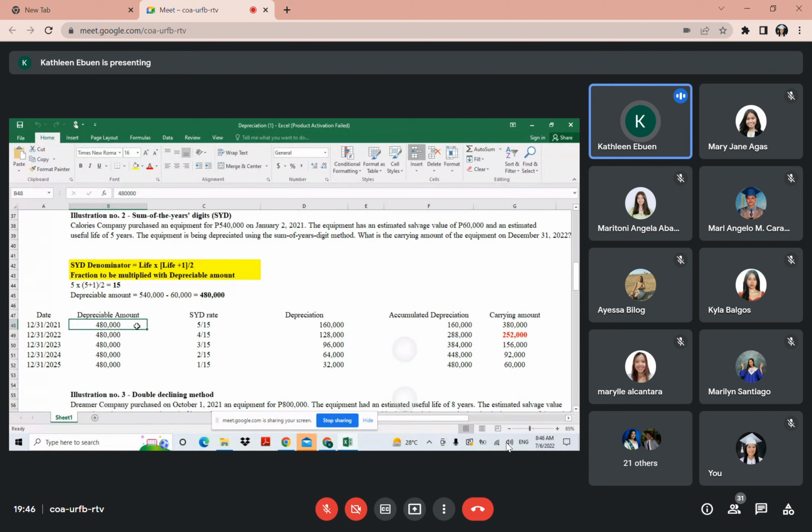So sa first year depreciation, ang SYD rate natin is 5 over 15. Therefore, ang depreciation natin is 160,000. And then accumulated depreciation, of course, 160,000 pa lang. Ang carrying amount natin, that is cost 540,000 less the depreciation na 160,000. So, cost less depreciation. Accumulated depreciation.